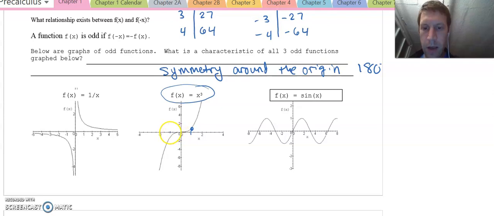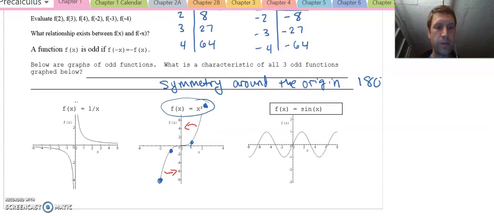When I plug in negative 1, I get an output of negative 1. When I plug in 2, I get an output of 8, which would be somewhere up there. Negative 2 gives me an output of negative 8. And when we continue, if I take this part and spin it that way, and I take this part and spin it that way, if I go 180 degrees, a half circle, it's going to look exactly what it looks like at the beginning. So that's an odd function.